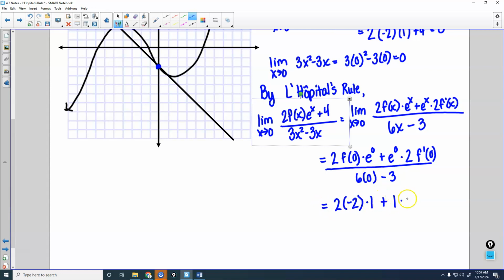What's f'(0)? It is -1. Where'd you get that, Luke? There is a tangent line, and its slope is -1. Very good. And then we're getting a -3 on the bottom. Technically, for a response, you could stop here, and I wouldn't blame you if you did, but we're going to go ahead and finish it out. -4 minus 2 over -3 is going to give us -6 over -3.